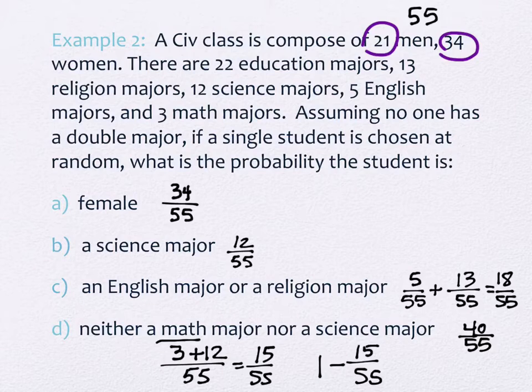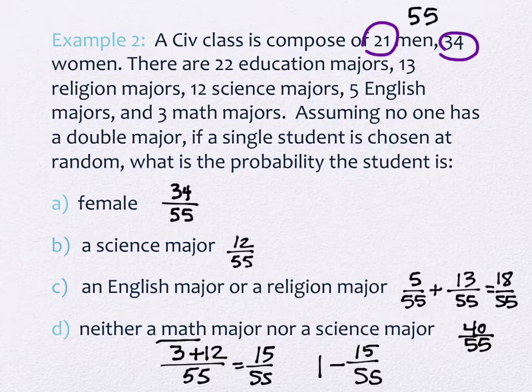Now you'll notice that these questions did not say anything like a female religion major or a female education major, because I don't have any information that allows me to differentiate between those as it's given. Those categories could, in fact, overlap in most cases, and I don't know how they overlap, so the questions don't actually lean toward that.